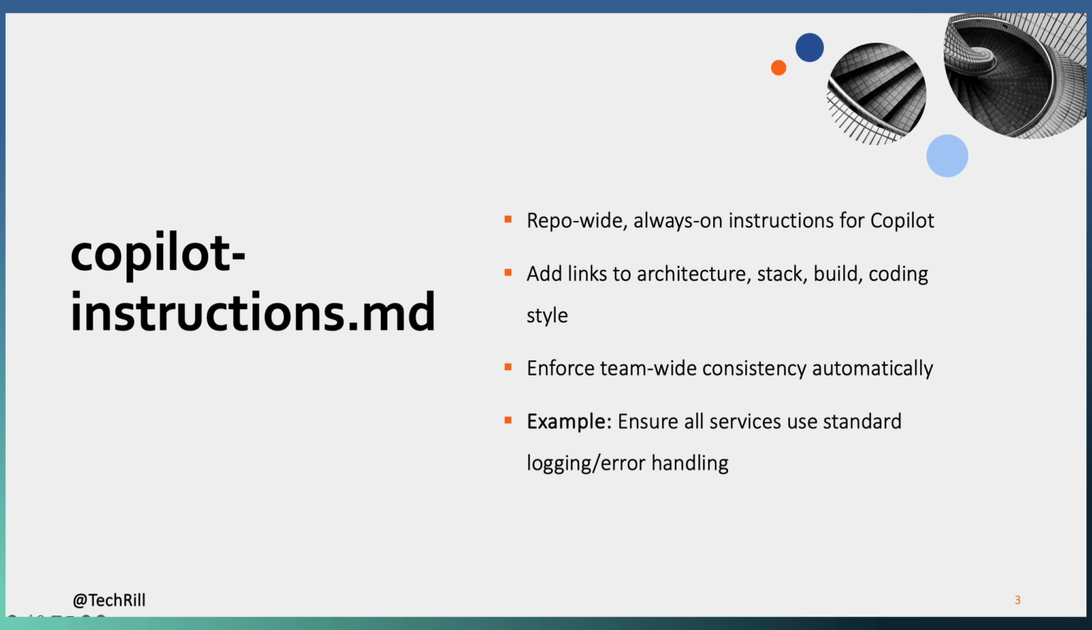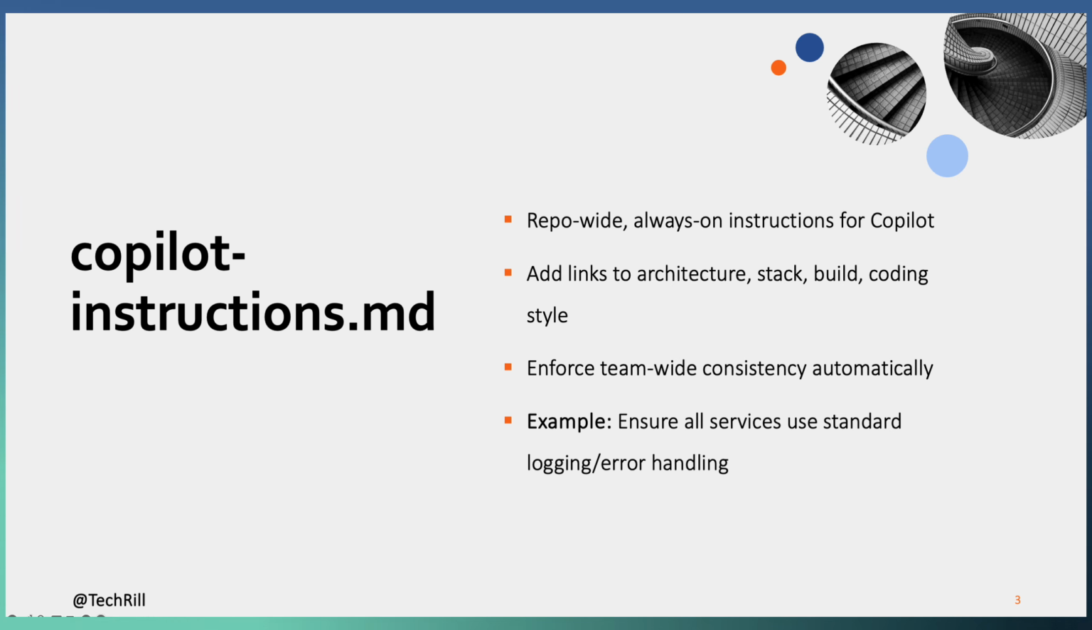First, it is Copilot Instructions.md file. This file lives at the root of the repository, in the .github folder. It is a general always-on instruction that Copilot will consider every time you use it in that repo. Think of it as your repo's Copilot policy or style guide.